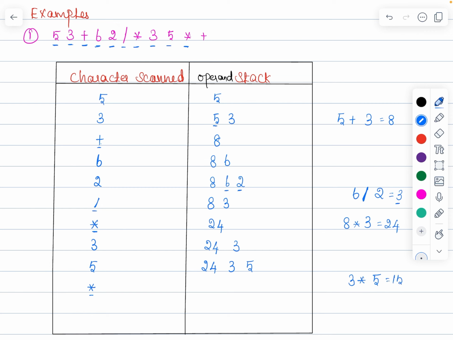Now you will get the result 15. After popping out these two, inside the stack there would be only 24. After applying the current operator on the top two values, you got the result 15. You push 15 also onto the stack now.